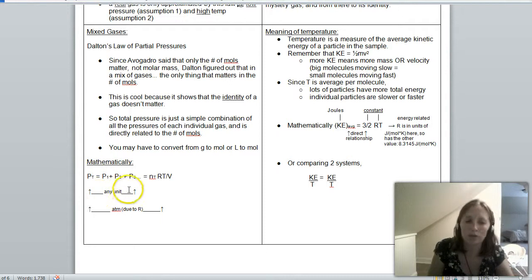It doesn't matter what unit it's in as long as they're all the same. If you're using just pressures, that could be millimeters of mercury plus millimeters of mercury plus millimeters of mercury gives you millimeters of mercury, or atmospheres gives you atmospheres. They just have to match. But if you're going to use it with the ideal gas law later, PV equals nRT, you're probably going to want to switch to atmospheres because R requires atmospheres when you use the 0.08206.